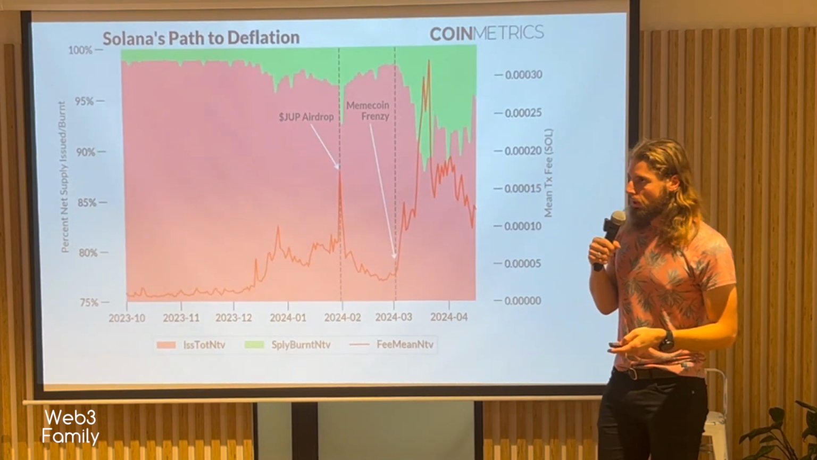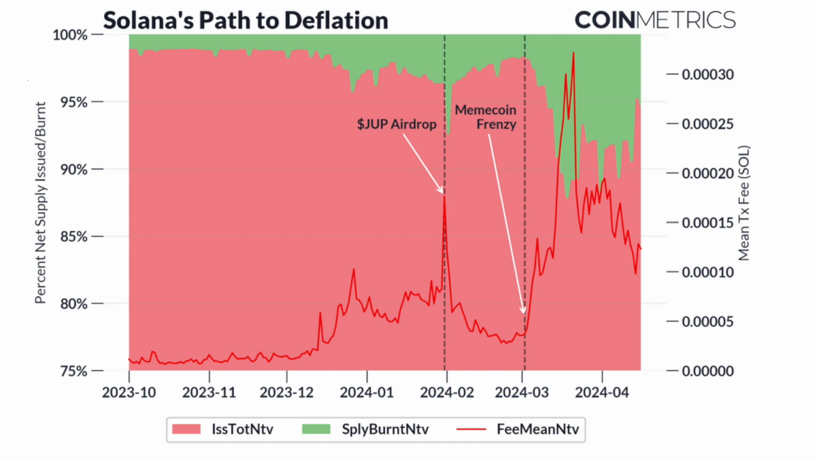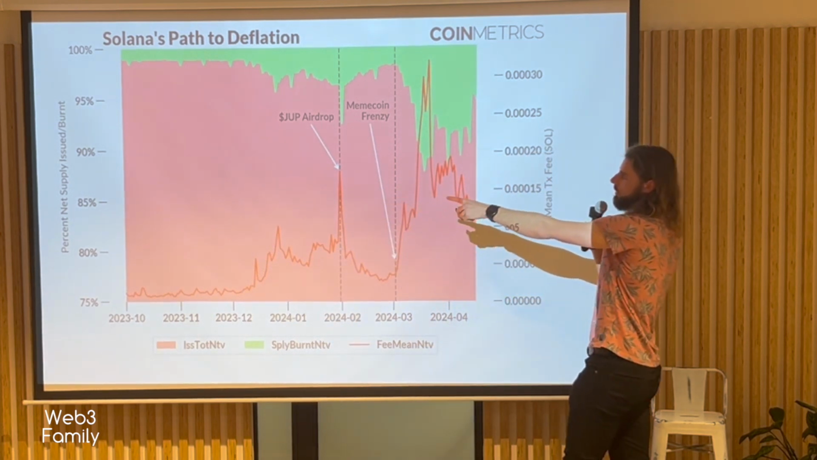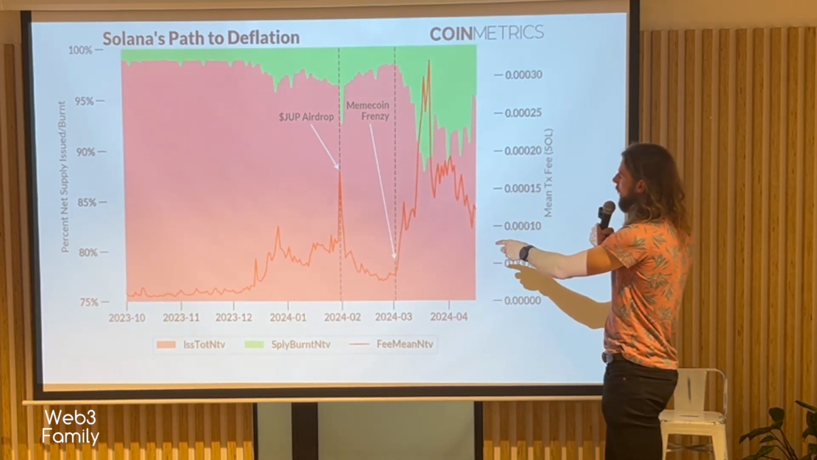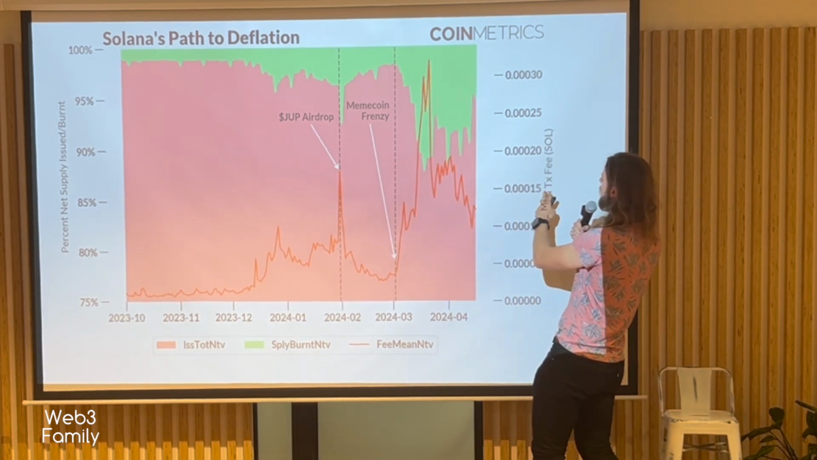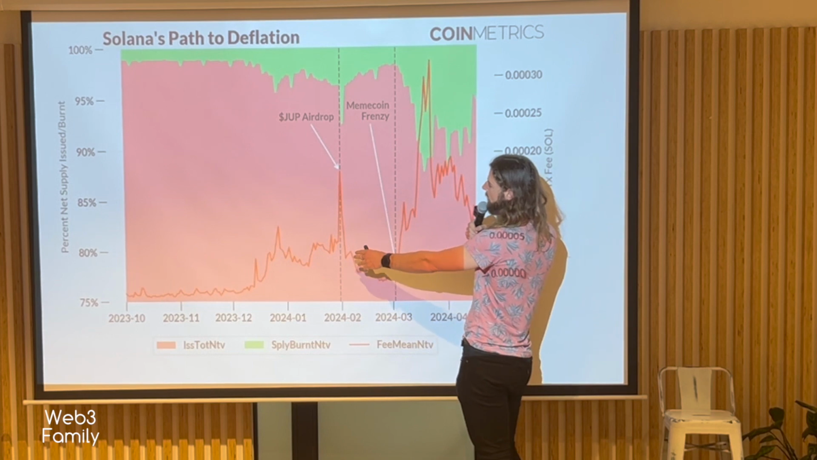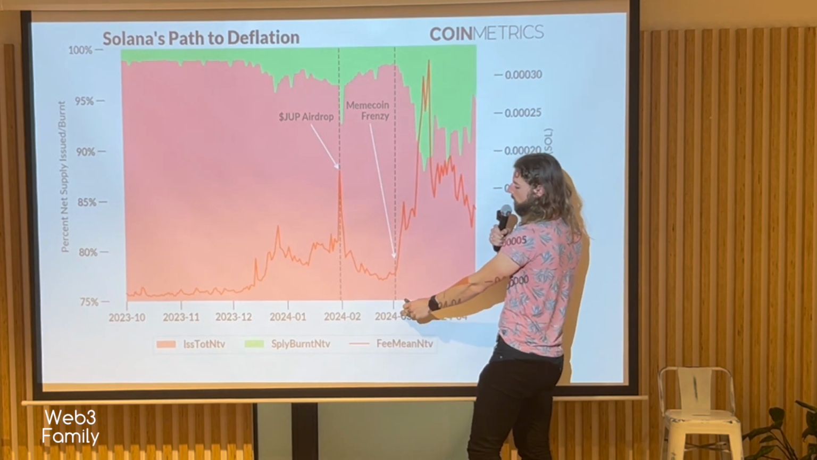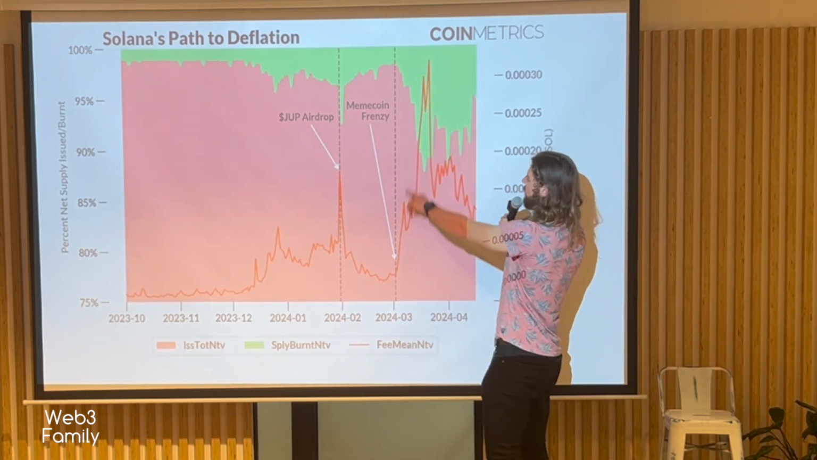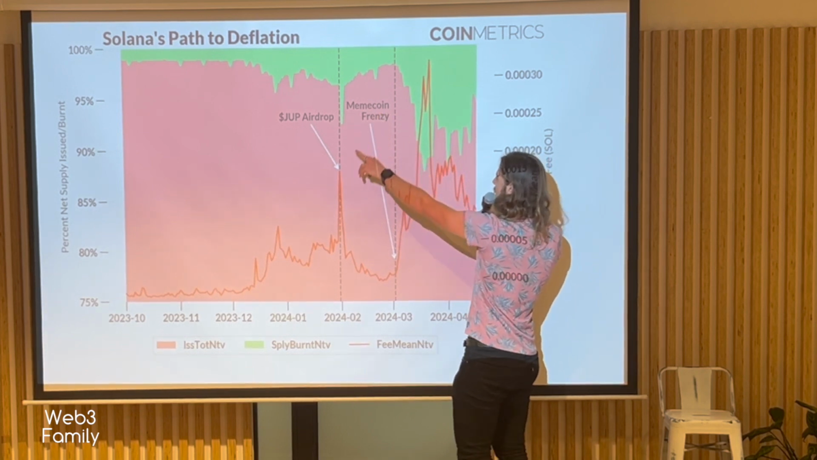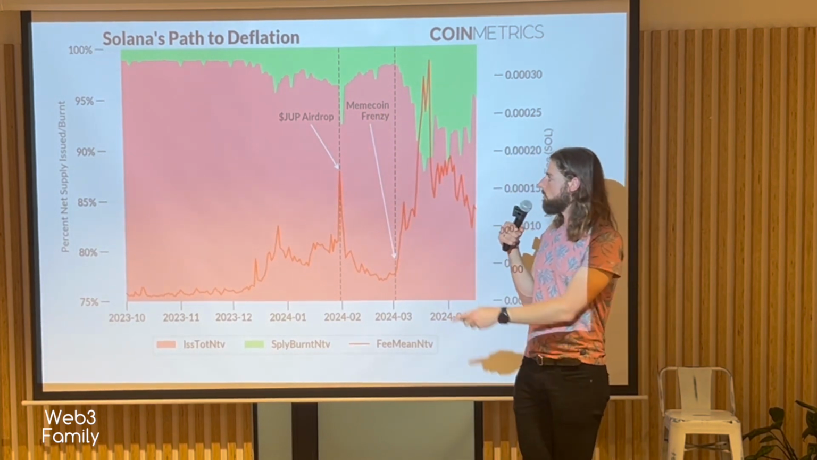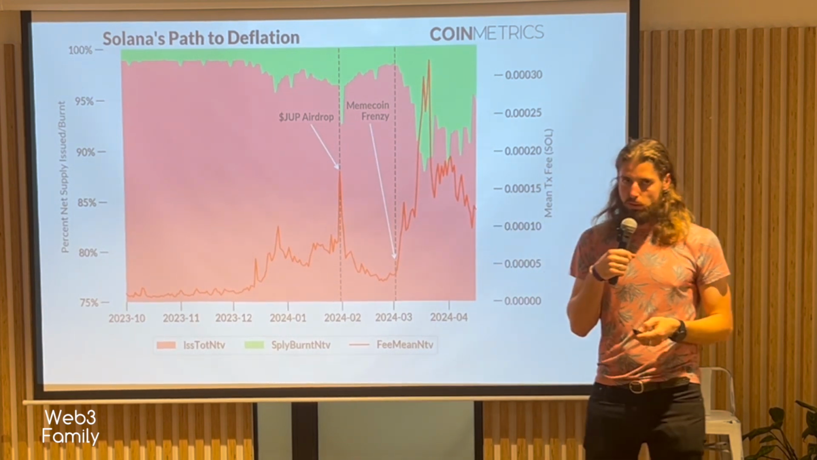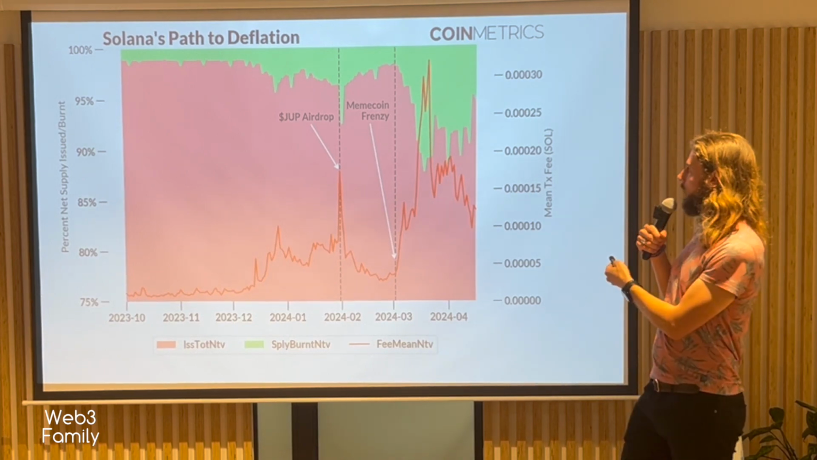And what this also means is that Solana is slowly approaching deflation. Still far away, because I start the graph at 75%, right? This is the supply issued versus the supply burnt. And as I said, when transaction fees rise, here you see the mean transaction fee, such as when the Jupiter airdrop occurred at the end of January, or when the meme coin frenzy began at the beginning of March, transaction fees spike, and there's more burn. As a result, it almost touched an 85% issued to burn ratio. So it's still quite far off from what Ethereum has, but it might get there.